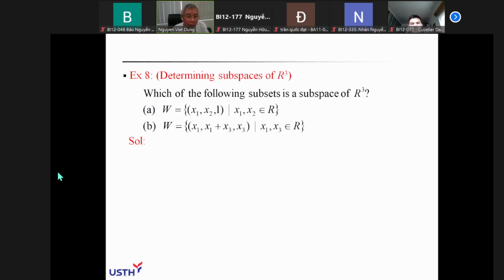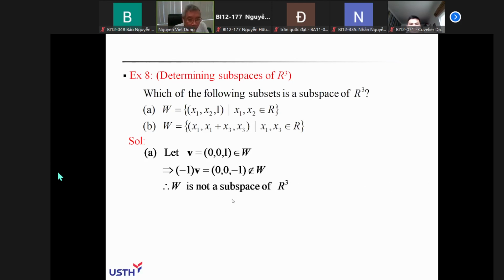The next one. Now we consider R3. Which one is a subspace and which one is not? You can see for the first one, if you take v to be that and multiply v by -1, you will get that one. And that one is no longer inside W, because the last coordinate is now -1, not 1. So it does not belong to W. Then we say W is not a subspace of R3 because W is not closed under scalar multiplication.